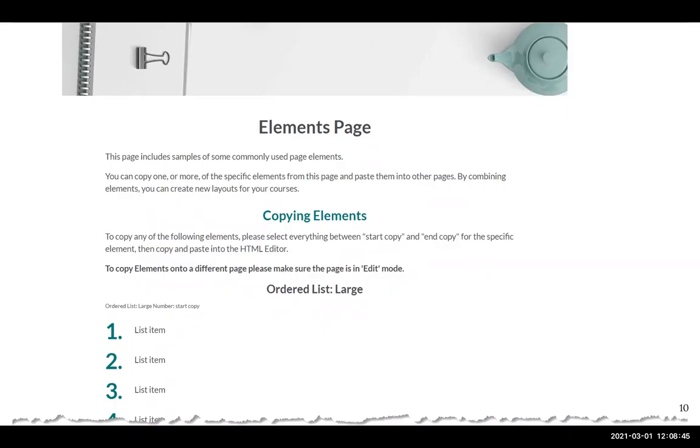Some of the most commonly used page elements that are on this page are an ordered list with large numbers, block quotes, call-out boxes, a table, and 2 panels with equal height. You can copy one or more of any of these elements and paste them on the other pages and then add your own content.